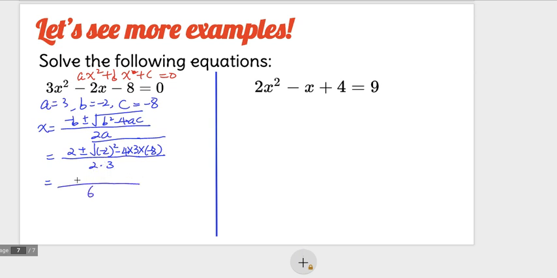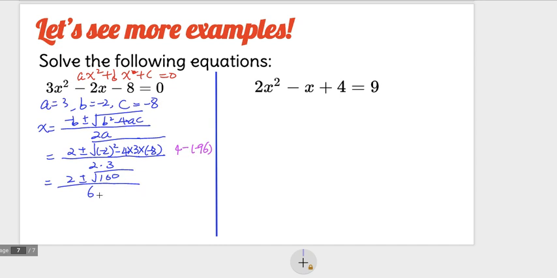2 times 3 is 6. If you do not want to do everything by hand, yes, you can try a calculator, but it's always good to do some calculation using mental math. So -2 squared is 4. I'm going to do a little side note here. -2 squared is 4, minus 4 times 3 is 12, 12 times -8, which is -96. And then 4 minus -96 is 4 plus 96, which is 100.